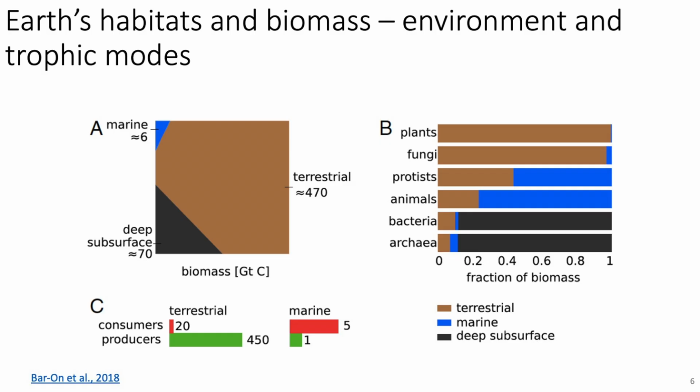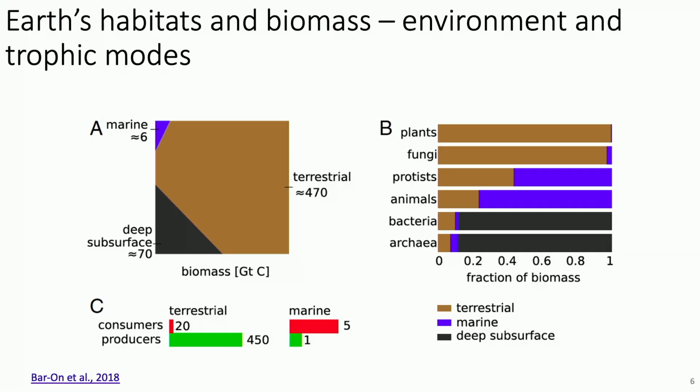Now we can move on and look at how that carbon is distributed in the different environments, in the six domains of life. What we see here is that most of the biomass in plants is in the terrestrial domain. We have quite some amount in the deep subsurface, and a little bit in the marine environments. And this distributes very differently when we look at the relative abundance of these domains in the terrestrial, marine, and subsurface as a fraction of the biomass.